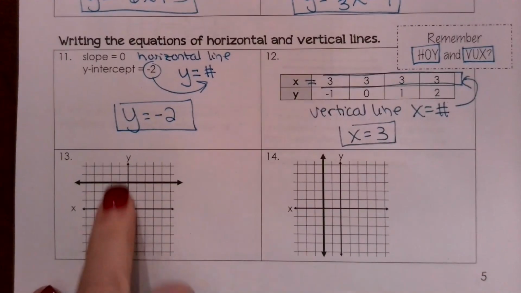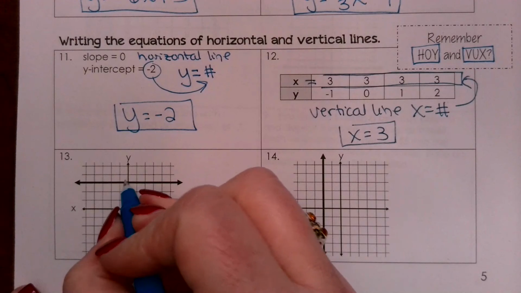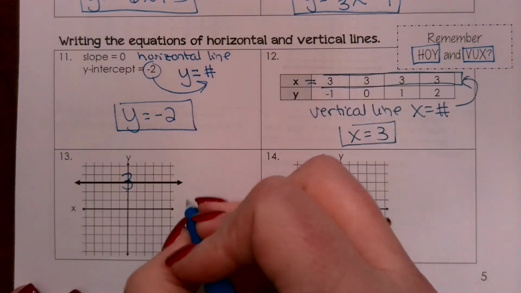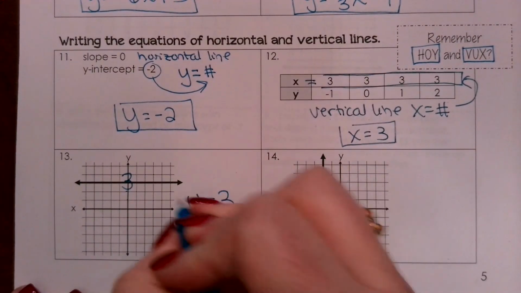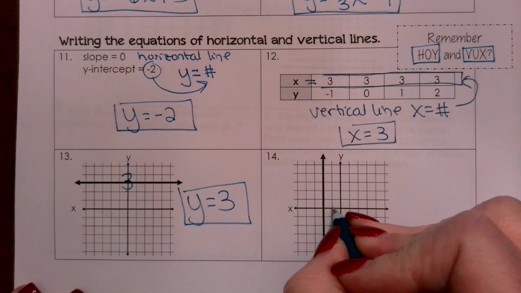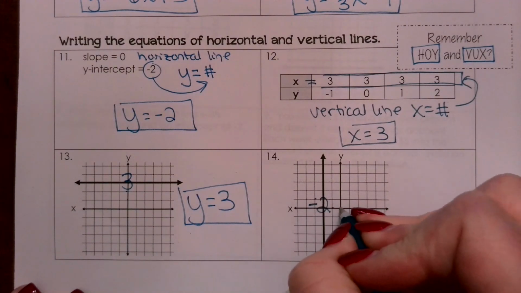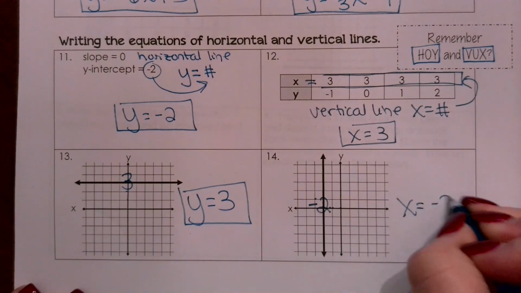Well, this is actually a nice horizontal line, slope of 0, and it's at 1, 2, 3. So y equals 3. And likewise, I've got a vertical line that's an x equals a number, and it's at -1, -2. So x equals -2.